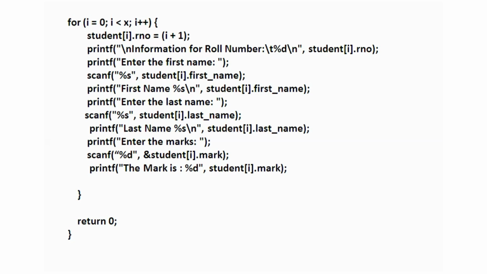For a string variable, we should not use the ampersand symbol. That is why I am using scanf of %s, comma, student[i].first_name. The same way, scanf of %s, student[i].last_name. Ampersand should not be given for the string data type. And in the case of mark, %d, ampersand, student[i].mark. So we will see how the program output will be.